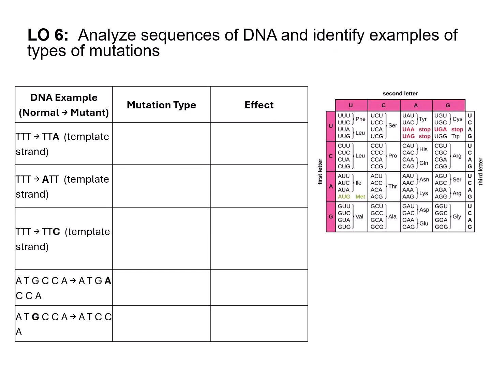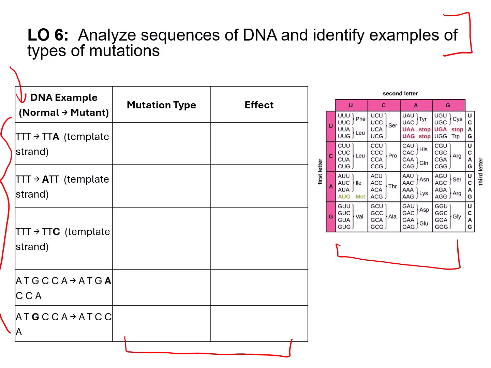And for the final learning objective, analyze different sequences of DNA and identify examples. I put together some different sequences or different mutations that could be possible, and see if you can fill in these two columns here using our codon chart, our genetic code. The answer key will be in the next slide.